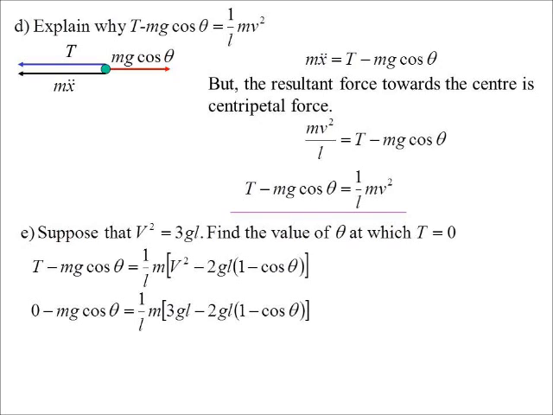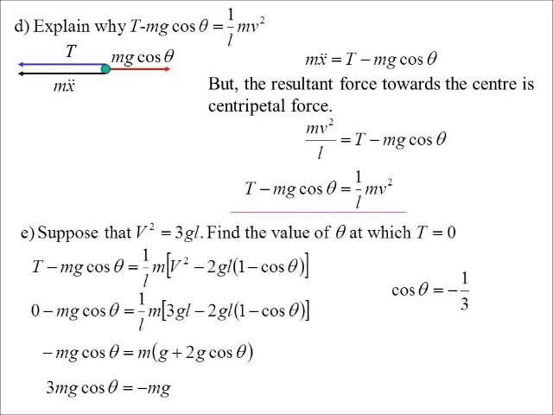Tension, we're saying, is 0, so I now have minus mg cos theta equals 1 on L m, 3gl minus 2gl minus 2gl cos theta. That tidies up. So I've now got 3 mg cos theta is equal to minus mg. Cos theta is minus a third. So I can now go and find the value of theta. Cos theta is minus a third, so in radians, 1.91 radians.